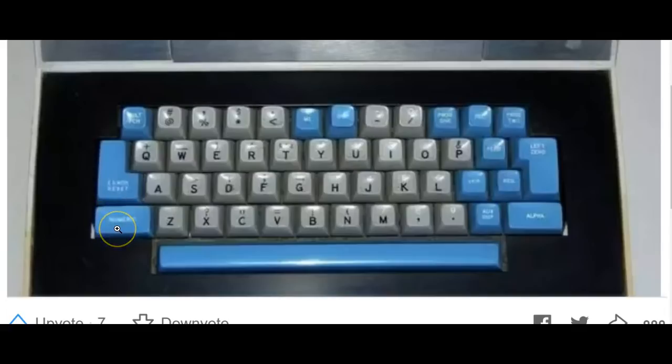And you have another button over here that you use in order to change it to the symbols that are on the top of the numbers. You do not have a shift key. There was no such thing as upper and lower case.